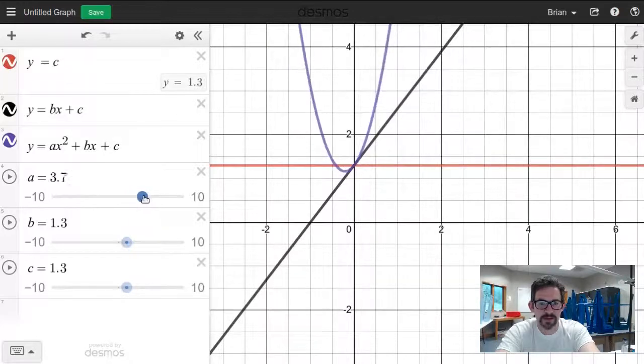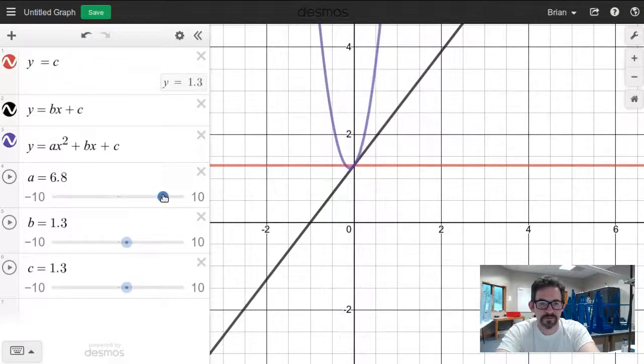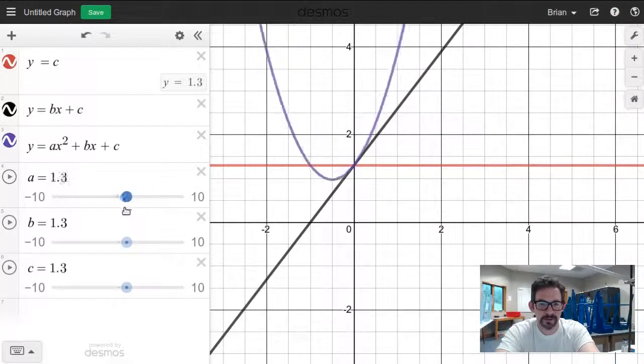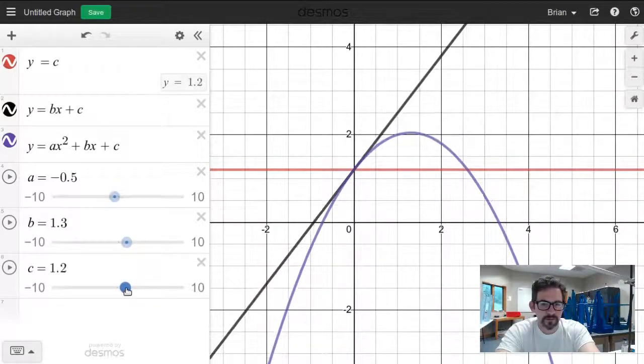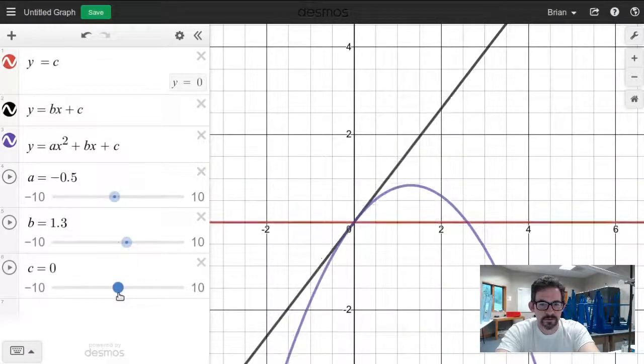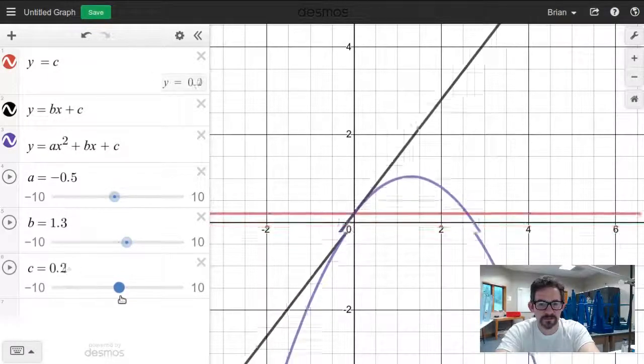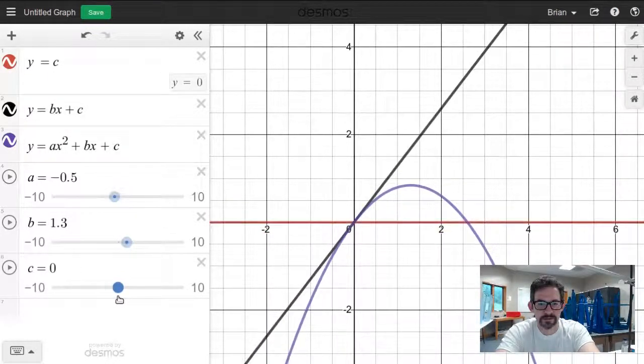a changes how curved it is. The more positive it is, the more curved up it is. If it's 0, I don't have a parabola at all. And if it's negative, then I'm going to have a parabola that's curved down. And if I bring this constant down, I can see that shifts the point where the parabola starts at the value x equals 0.